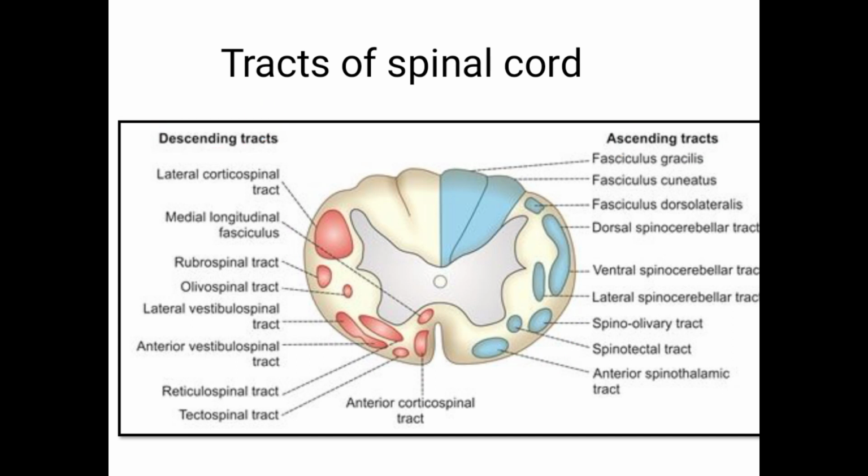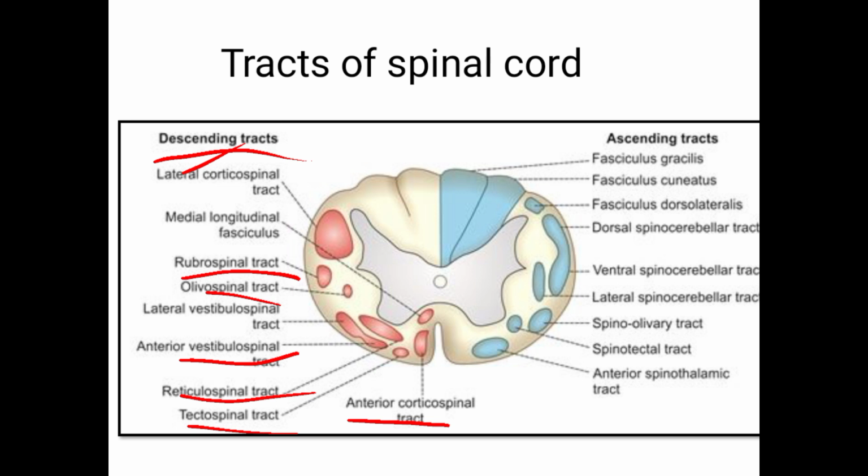Then the extrapyramidal tracts: rubrospinal tract, tectospinal tract, vestibulospinal tract, olivospinal tract, and reticulospinal tract. So practice with the diagram and learn the descending tracts. So I'll say again: corticospinal tract, anterior and lateral. Then extrapyramidal tracts: rubrospinal tract, then the tectospinal tract, vestibulospinal tract, olivospinal tract, and reticulospinal tract. So practice and learn the tracts.